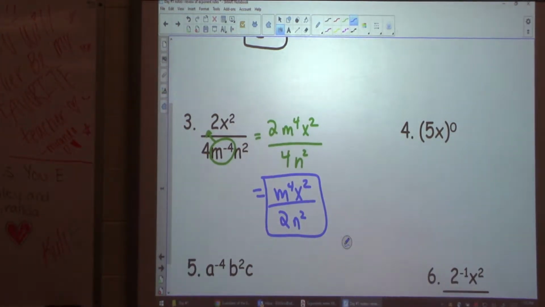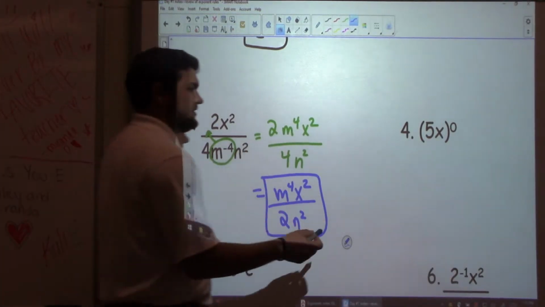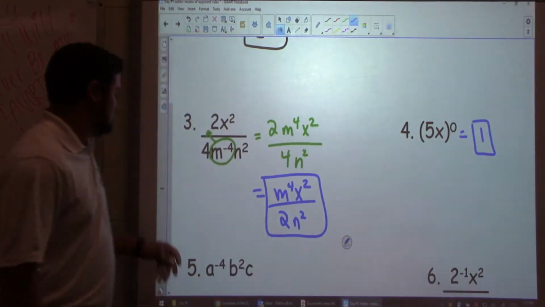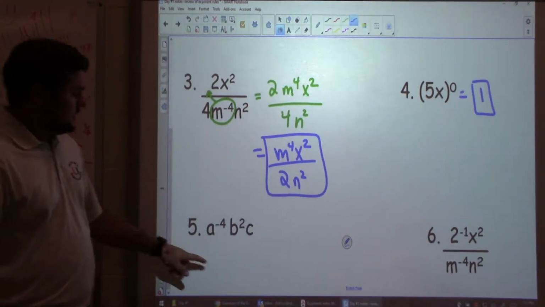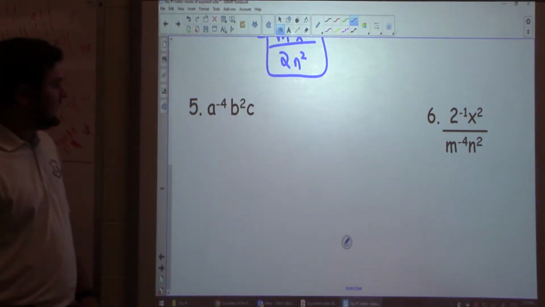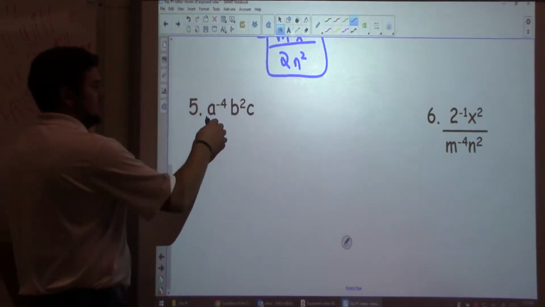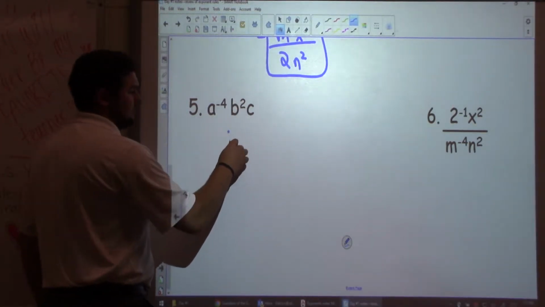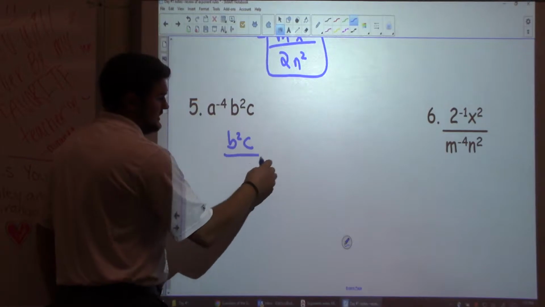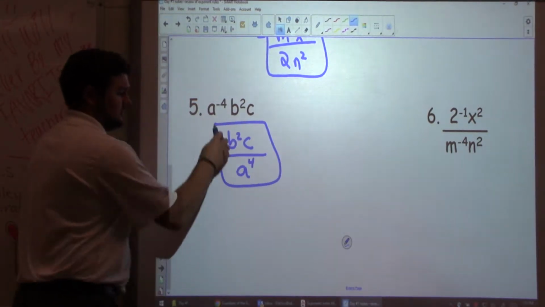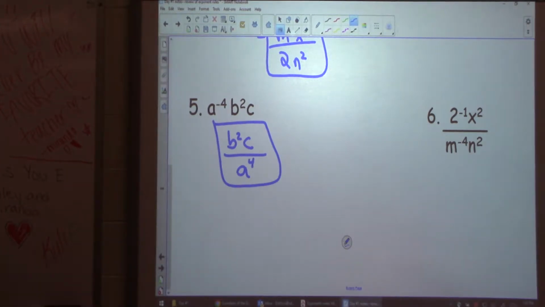Alright, number 4, 5x to the 0 power. 1, right? Everything to the 0 power is 1. Number 5, a to the negative fourth, b squared c. Negative exponent, right? So let's move it. Good job. A to the negative fourth goes into the denominator, so it becomes b squared c over a to the positive fourth. Good one. And I can't simplify anything, so I'm done.